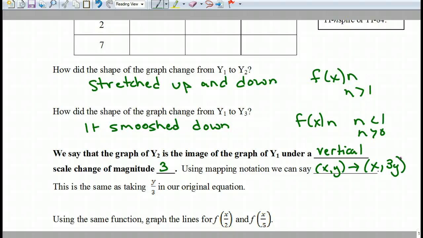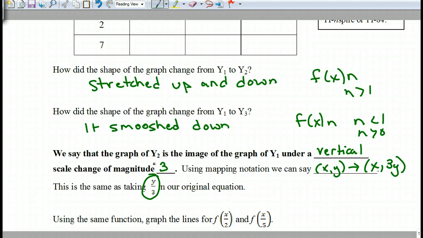Okay. The x's don't really change. It's the y values that are changing on this. Right? Because if you remember, it's the f of x that's changing. Okay, so this is the same thing as taking y divided by 3 in our original equation.